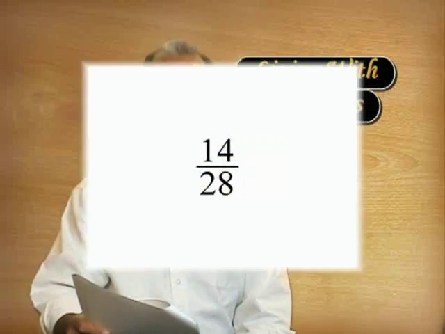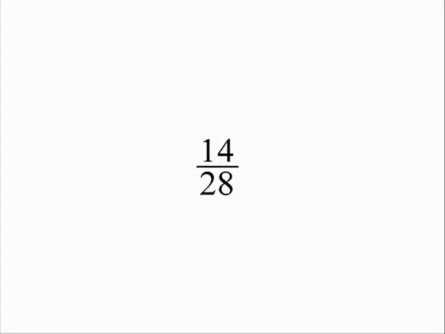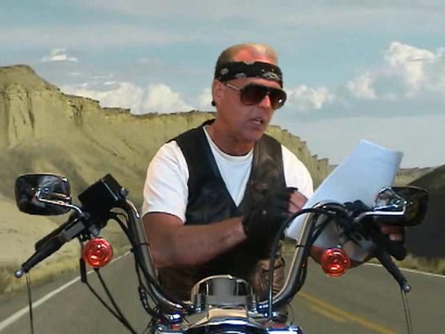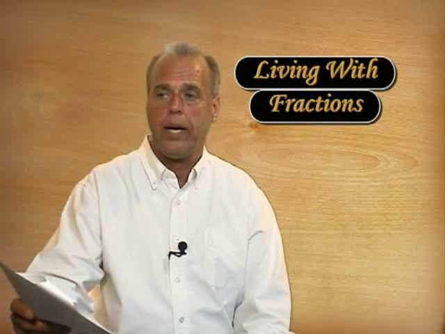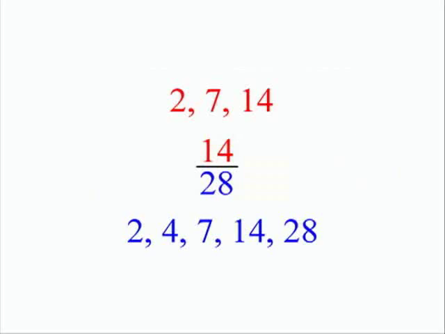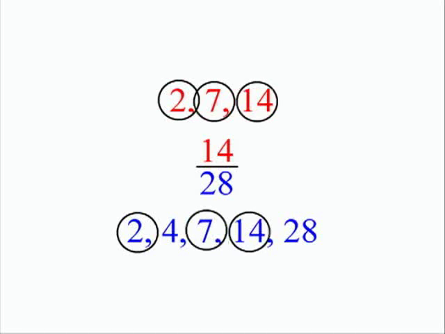Let's take another example. Can the fraction 14/28 be reduced? I want you to list out all the numbers that divide evenly into 14 and all the numbers that divide evenly into 28, then see if they have any common numbers. 2, 7, and 14 divide evenly into 14. 2, 4, 7, 14, and 28 divide evenly into 28. Okay, as you can see, these numbers have three common numbers, 2, 7, and 14.